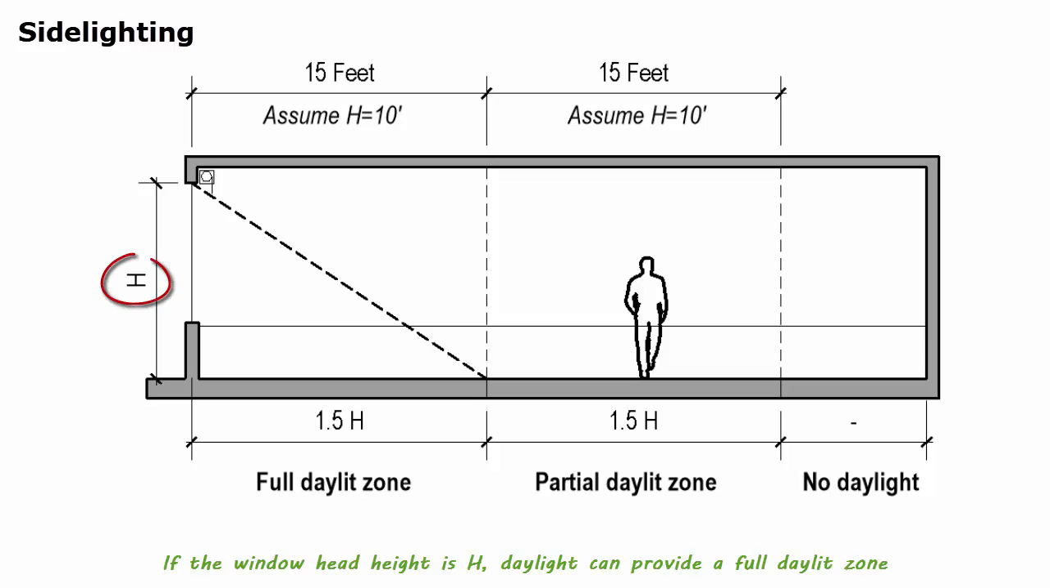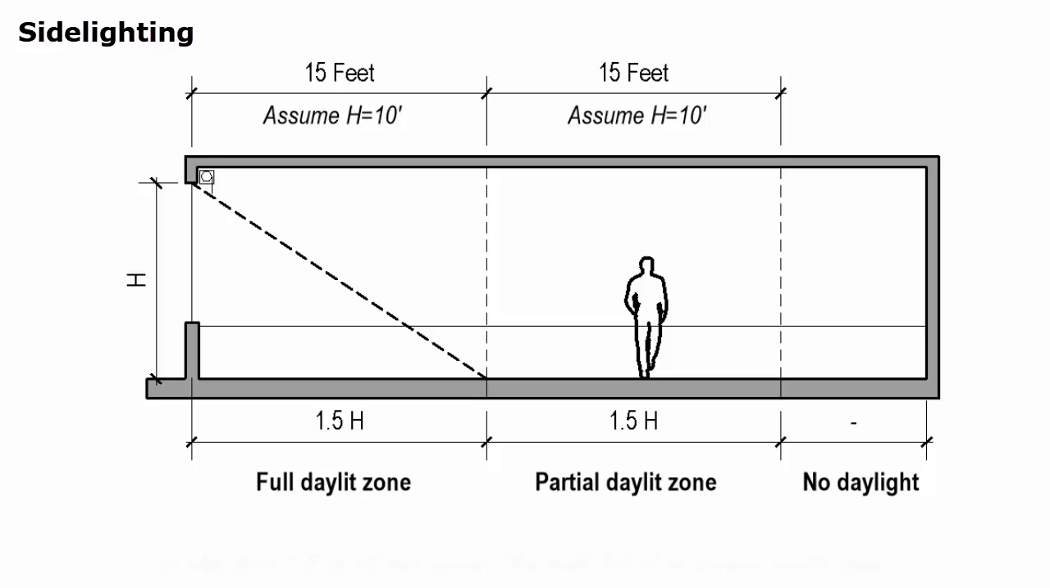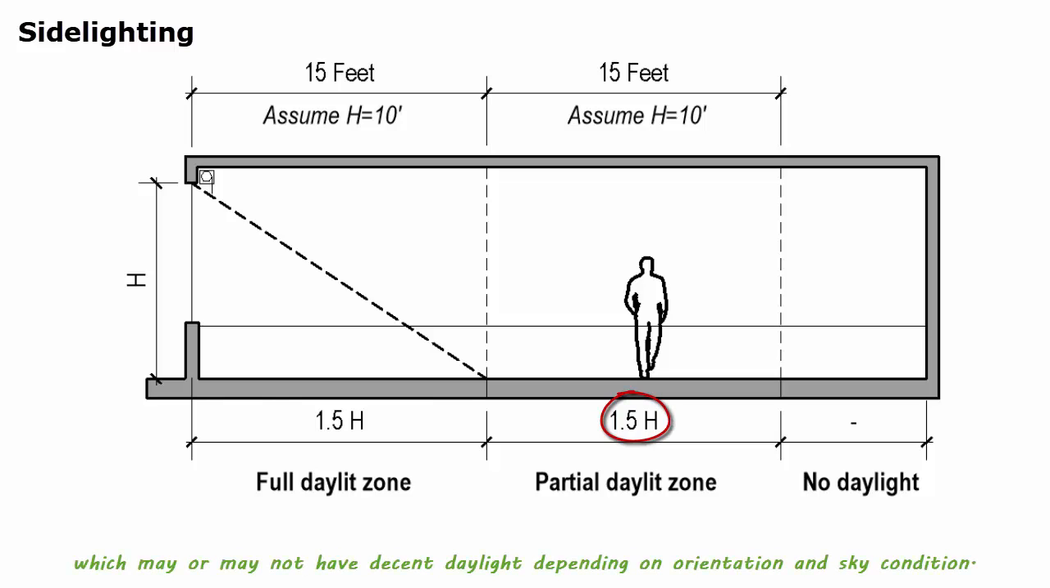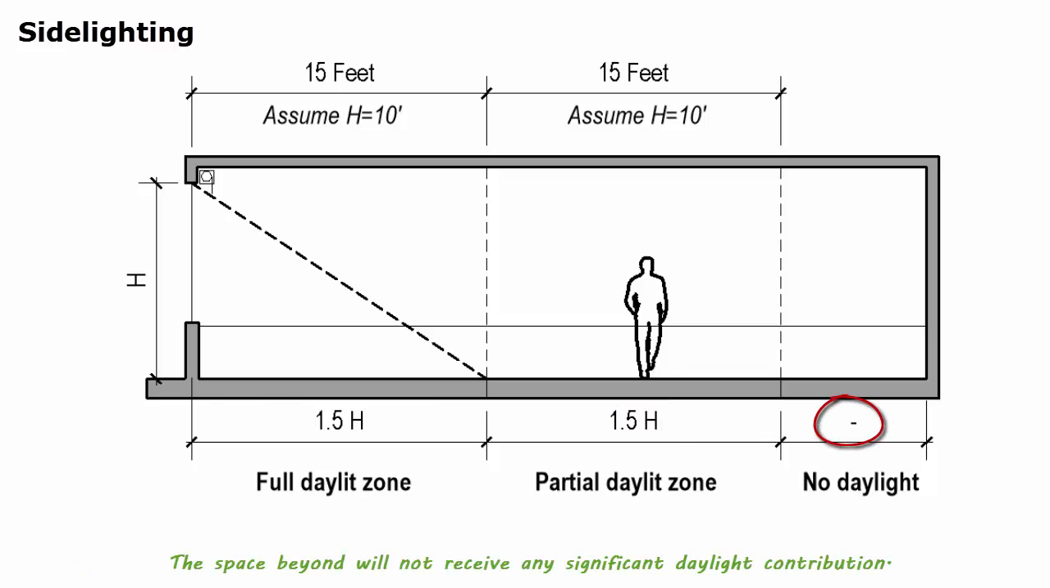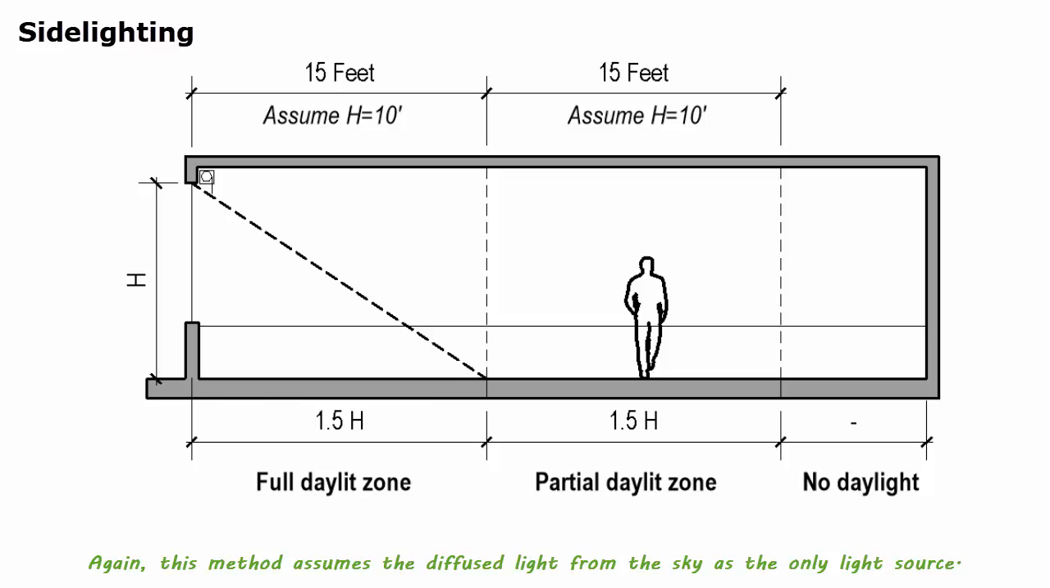One of these simplified methods is the 1.5H rule. If the window head height is H, daylight can provide a full daylight zone in the first 1.5H of the space. The next 1.5H is partial daylight zone, which may or may not have decent daylight depending on orientation and sky condition. The space beyond will not receive any significant daylight contribution. Again, this method assumes the diffused light from the sky as the only light source.